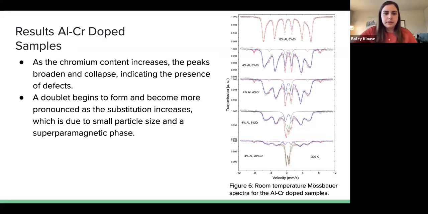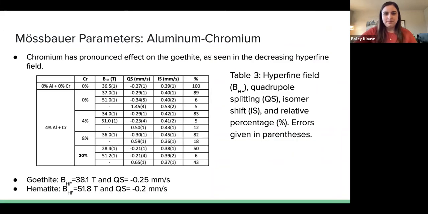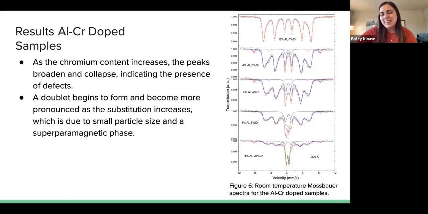And then here, these are the spectra that we collected from our chromium samples. Here you can see way more of the effect of the chromium. Once we start to increase the chromium, these peaks continue to broaden and collapse, and you can see almost step by step how that turns from a sextet more into a doublet. Once again, this broadening and collapse of the peaks is due to the defects in the sample. And the doublet at the last sample is, once again, because we're making more and more of a phase with small particle size.